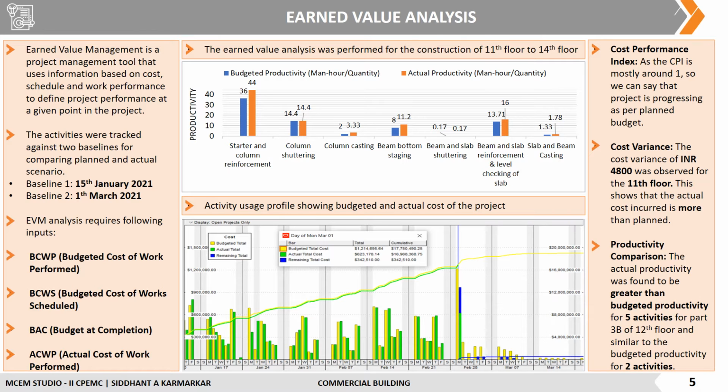The activity usage profile showing the budgeted and actual cost of the project is depicted in graphical form. The cost performance index was found to be near 1, so we can say that the project is progressing as per planned budget. The cost variance of 4800 was observed for the 11th floor. This shows that the actual cost incurred is more than planned. And in the productivity comparison, the actual productivity was found to be greater than budgeted productivity for 5 activities, and it was similar to the budgeted productivity for 2 activities.